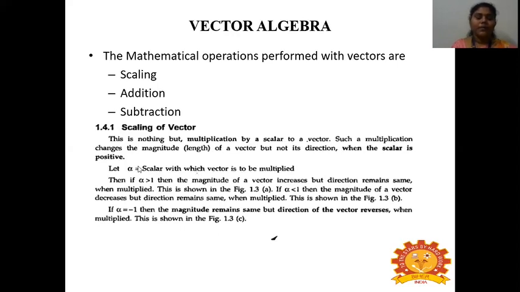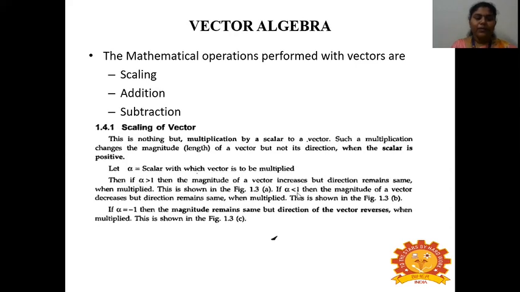So first we will take a scalar, and we will denote the scalar as alpha. So alpha is the scalar with which the vector is going to be multiplied. We will have three conditions. First, alpha is greater than 1. If alpha is greater than 1, and the vector gets multiplied by that alpha, the magnitude of the vector will increase, but the direction will not be changed. The direction will be the same.